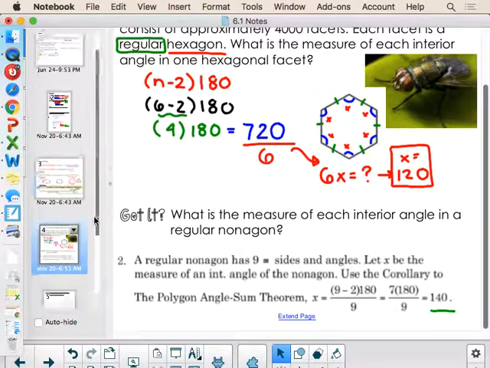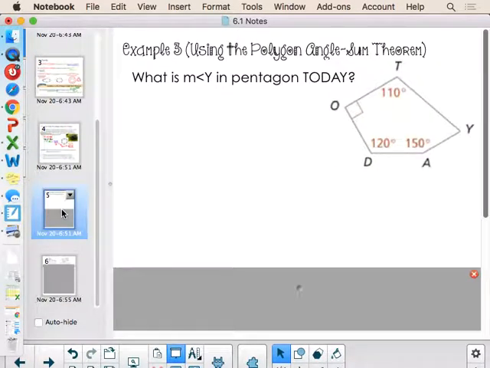Let's move on forward. What is the measure of angle y in the pentagon today? So we want to know this measure right here. And we've been given all these other measurements, 110, 120, 150, 90, and y. Well, I know that when I add up all these angle measures, it's going to add up to something. What that something is, now, is something I can figure out.